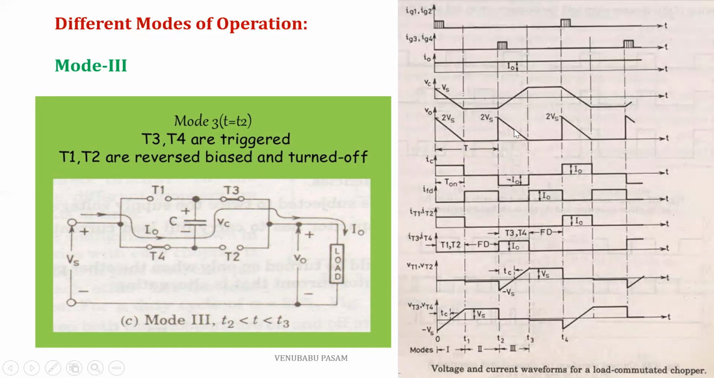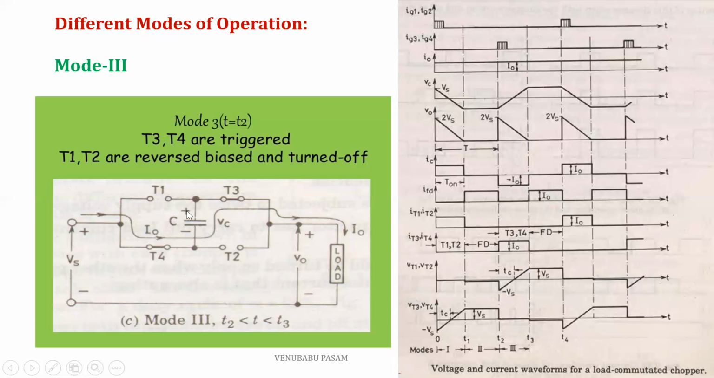You observe the load current is constant, and this capacitor discharges from minus Vs to 0 and then charges during this interval. The voltage rises at the instant T2 across the load, that is 2Vs, and it linearly decreases to 0 up to T3. The voltage across the thyristors T1 and T2 follows the capacitor charging voltage from minus Vs to Vs.